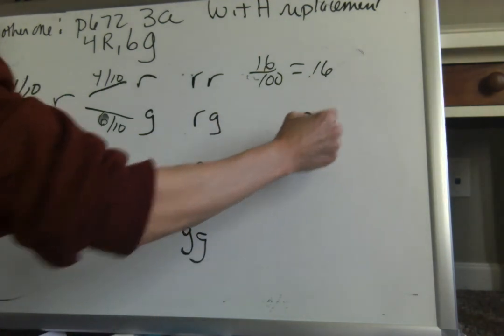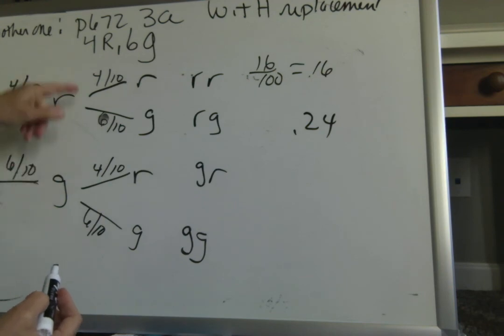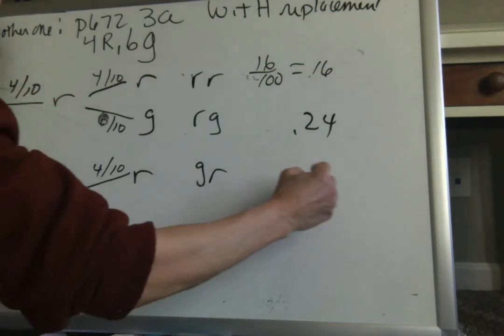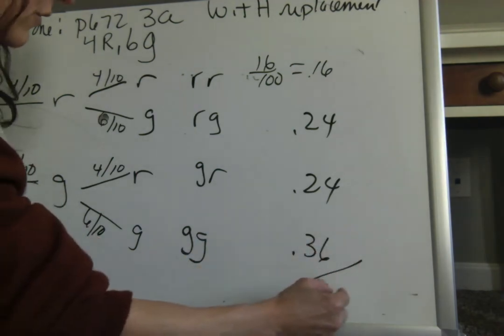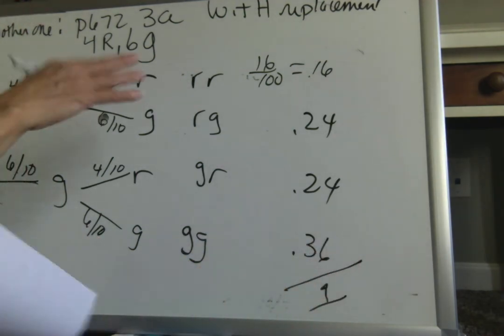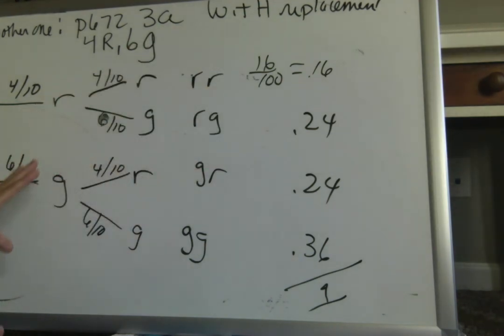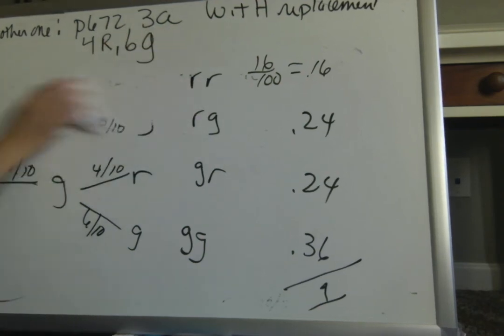24 out of 100. 24 out of 100. 36 out of 100. And of course, that adds to 1. So hopefully that was pretty easy. I want to summarize it into a probability distribution and then remind you how, at some point when we're not doing tree diagrams, you're actually going to do this problem. I'm going to leave that part up just for a second.